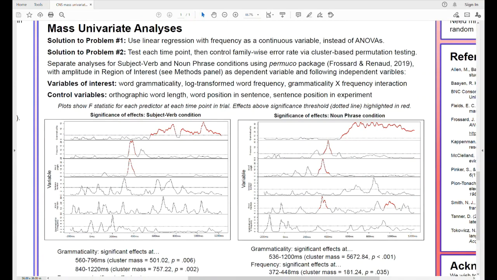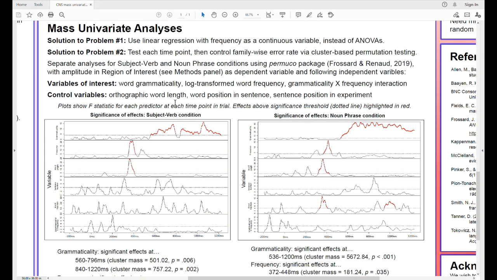So, one way to address these issues is by implementing mass univariate analyses. First, by using linear regression that treats frequency as a continuous variable, we improve our statistical power. Second, by testing each time point and controlling for false positives with cluster-based permutation testing, we avoid issues with averaging amplitudes and time windows. Our regression model at each time point included grammaticality, log transformed frequency, and the interaction of the grammaticality and frequency, as well as control variables word length in letters, word position in sentence, and sentence position in the experiment.